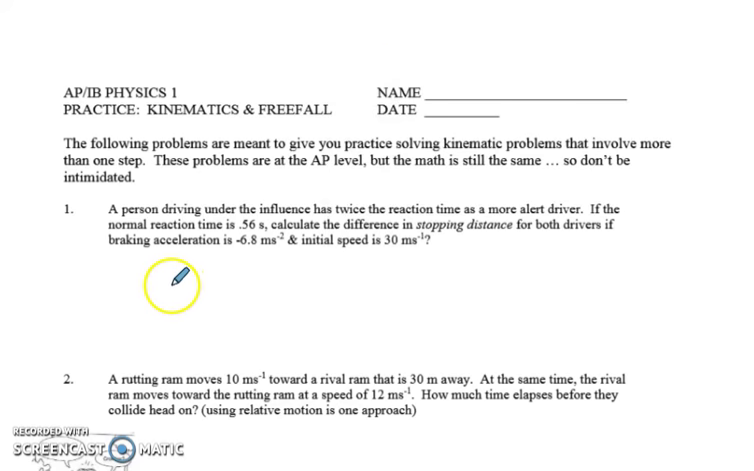So if we look at the first question, it's a person driving where we want to compare the difference in stopping distance between the person that is under the influence and the person that is more alert. One way to think about this, and this probably ends up being the easier way to think about it long term, is to think about it in terms of a graph.